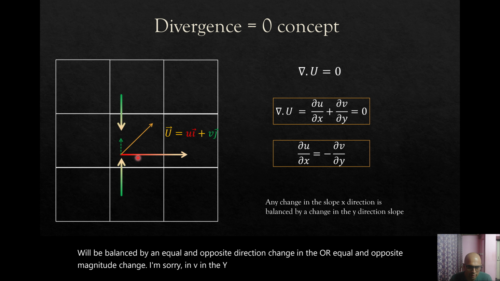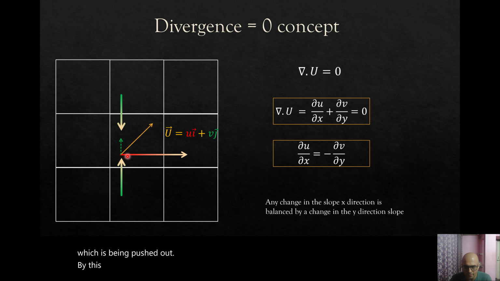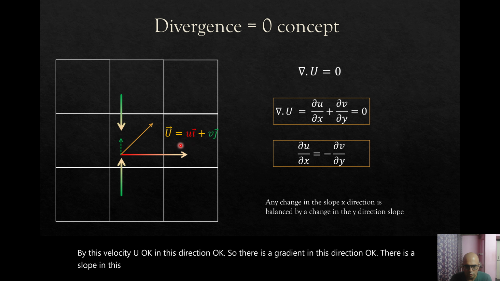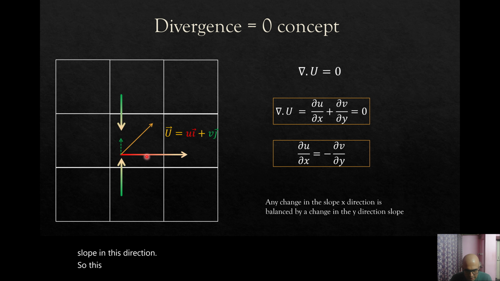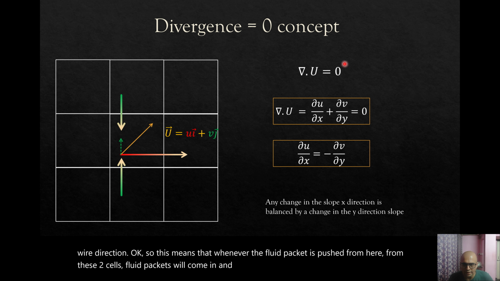Okay, so let's say there is a packet of fluid which is being pushed out by this velocity u in this direction. Okay, so there is a gradient in this direction, there is a slope in this direction. So the magnitude of this slope will be perfectly balanced by what comes in from the y direction. This means that whenever the fluid packet is pushed out from these two cells, fluid packets will come in and replace it. Okay, so that is basically your divergence equal to 0 kind of concept.